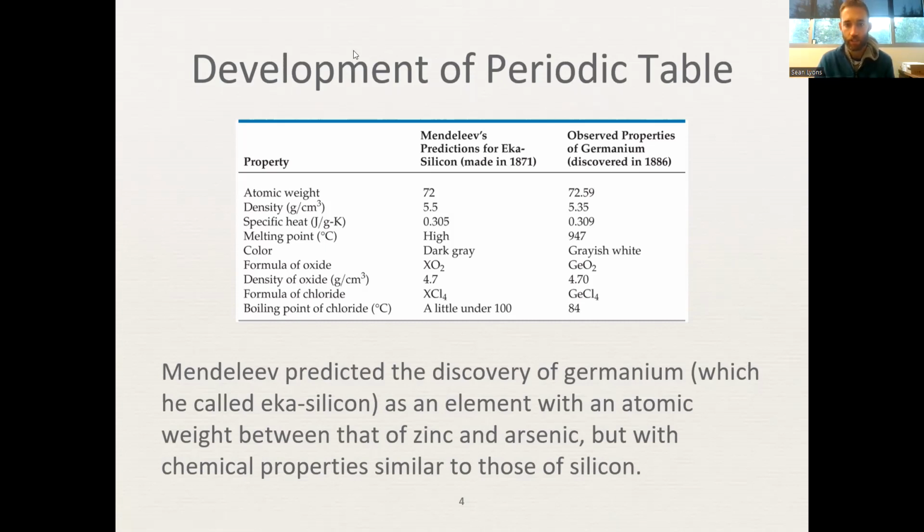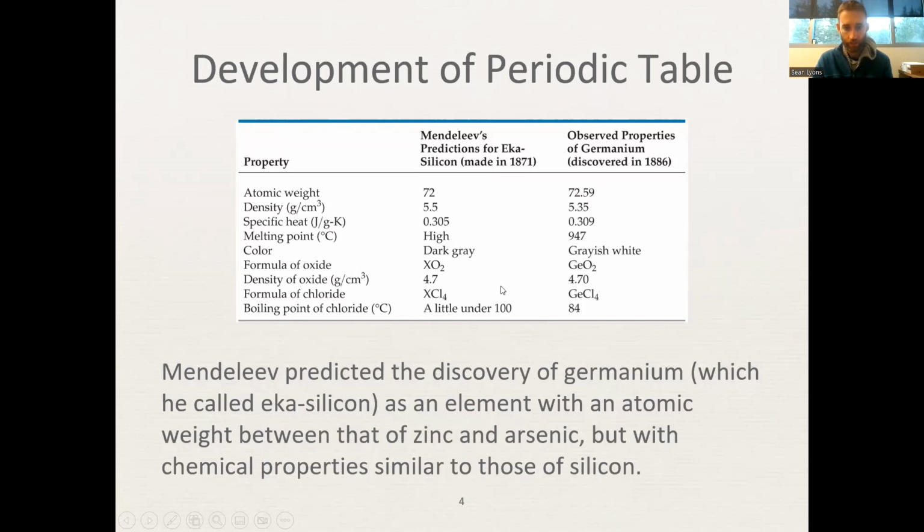So if we look at just some of the properties here, so the atomic weight, atomic mass, 72, really 72.59. Density, specific heat, pretty much spot on with all of those. And then with the formula of the oxide, formula of the chloride, what we're looking at is just the ratio in which those are going to combine. So when we look at germanium, 1 germanium for every 2 oxygen, or 1 germanium for every 4 chlorine. That's the exact same thing he predicted here. He just has X as sort of the unknown symbol at that point.